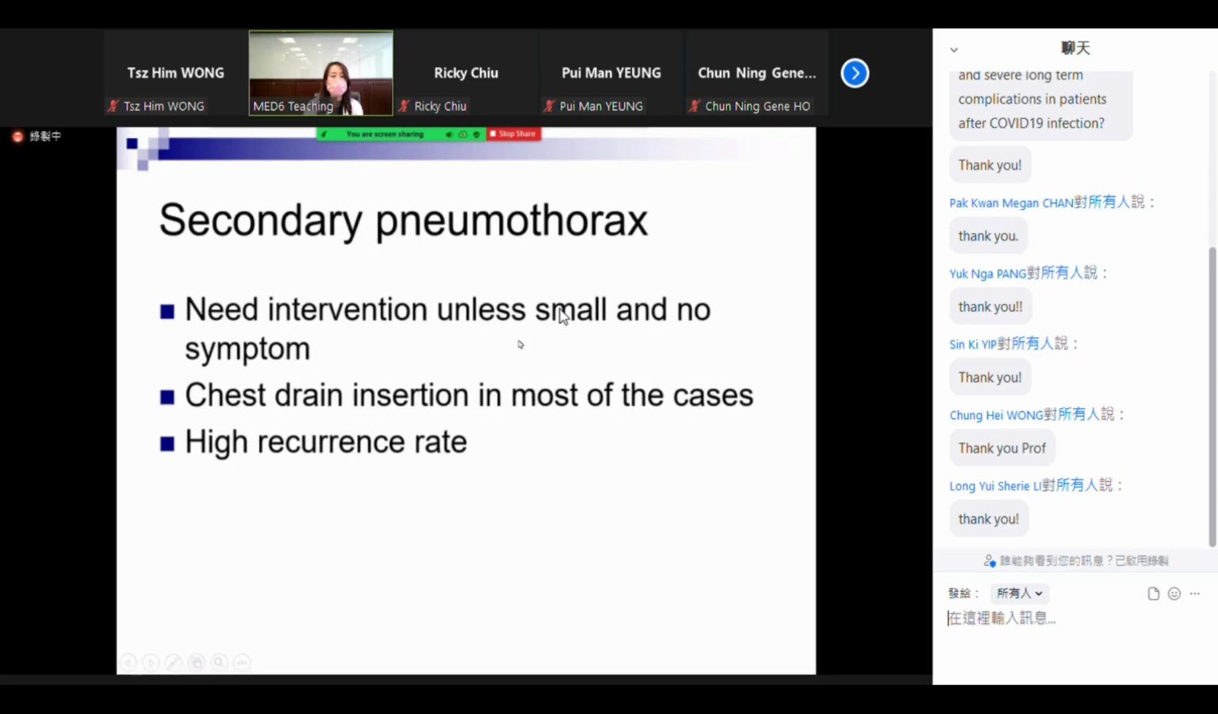So if patients have no symptoms, we admit and observe. Otherwise, we need intervention. The first line of treatment will be chest drain insertion. So chest drain insertion will be needed in most of the cases. And there's a high rate of recurrence of secondary pneumothorax. It's almost more than 40% recurrence rate. So we have to offer a treatment to prevent recurrence. We will discuss this later.